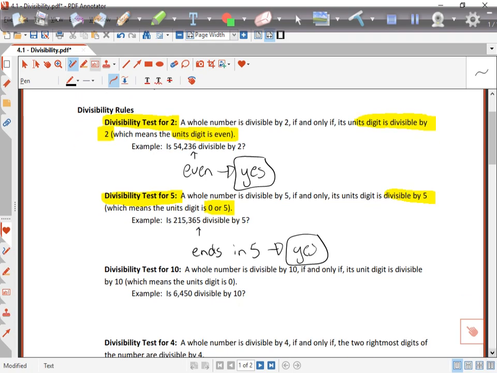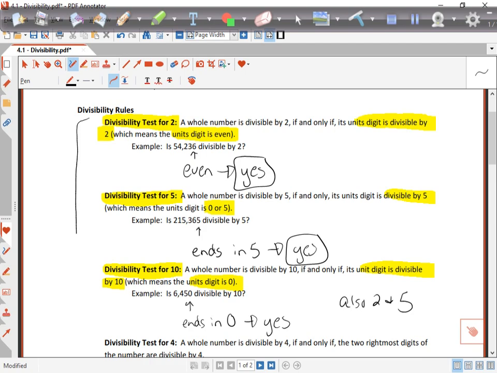The next one, divisibility by 10, means the units digit is divisible by 10, which just means it is a 0. So then, if it ends in a 0, it is divisible by 10. Now, what else is this divisible by that we've talked about so far? It ends in a 0, and that means it is an even number, so it's also divisible by 2. And then remember, to be divisible by 5, it has to end in 0 or 5, which it does.